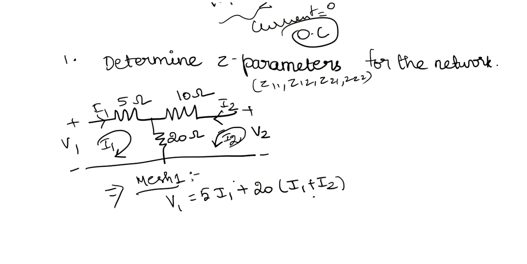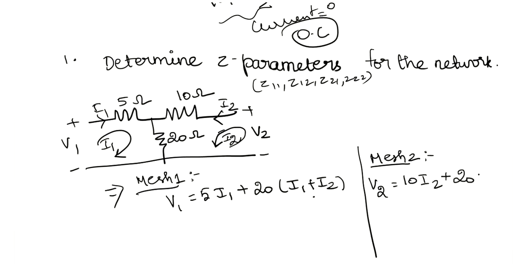Okay? And this is the first equation. For mesh 2, you tell me what the equation is. Active element equal to passive element. So V2 will be equal to 10 into I2. And also see the traveling. When traveling, we see the second symbol, it is from minus to plus, so definitely it is V2. V2 equals 10 I2 plus 20 into what? You are writing the mesh 2 equation, so I2 and I1, whether minus or plus will come? Yeah, it is plus because of the opposite direction.